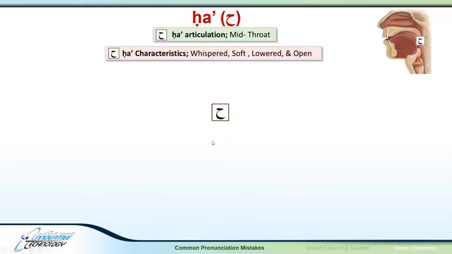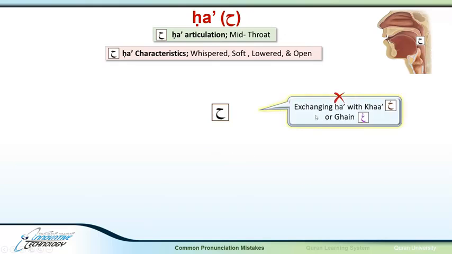And now with the ha mistakes. The first mistake for the ha is exchanging the ha with a kha or ghain. For example, alhamdu. Some people would pronounce the ha with a kha, al-khamdu, or with a ghain, al-ghamdu. And both are wrong. We should pronounce the ha as a ha, like this, alhamdu, and not khamdu or ghamdu. So avoid such replacement of the ha with these two letters.